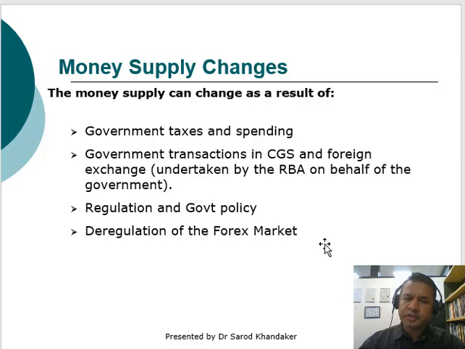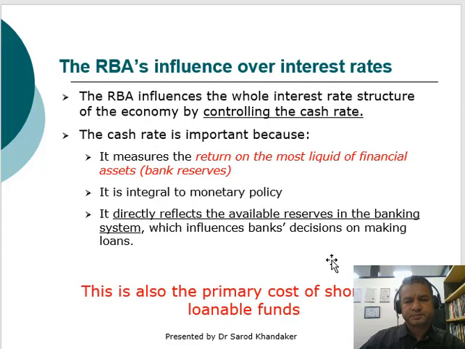The same way, the government transaction in Commonwealth government securities and foreign exchange. So if the government sells some Commonwealth government securities in the market, then excess money will go out from the market. Or if the government decides to buy back the Commonwealth government security, or CGS, then there will be excess money in the market. So the liquidity position of the market will go up. So these are the ways that the money supply can change.